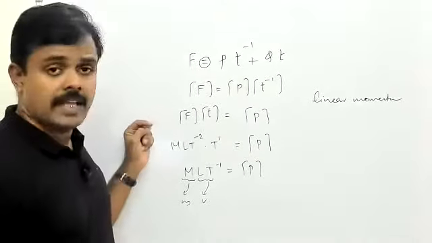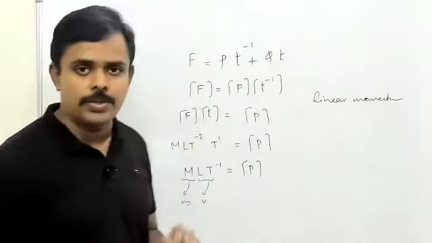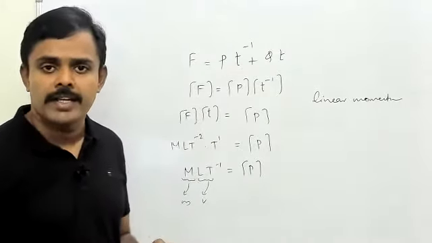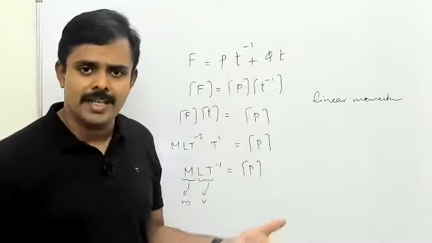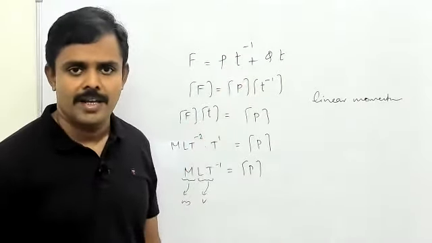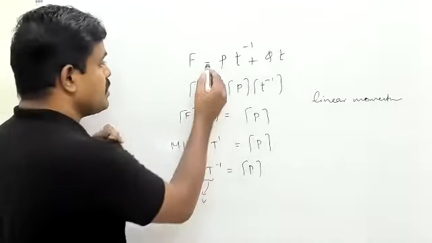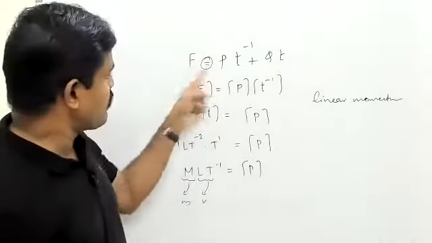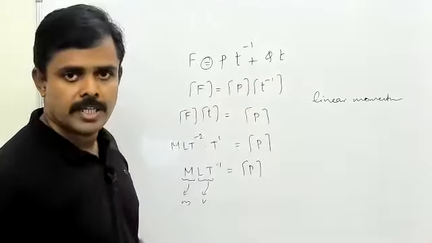They have given you an equation here. F is equal to Pt raised to -1 plus Qt. And they're asking you to find the unit of P. Unit of P is the same as dimension of P. How do you check? You can use the principle of homogeneity. Look at the equality symbol. Left of the equality symbol is force. Right of the equality symbol is Pt raised to -1.